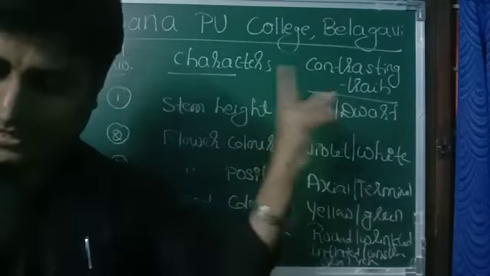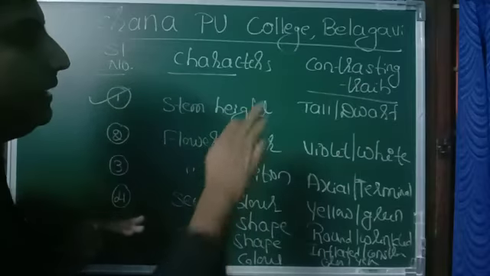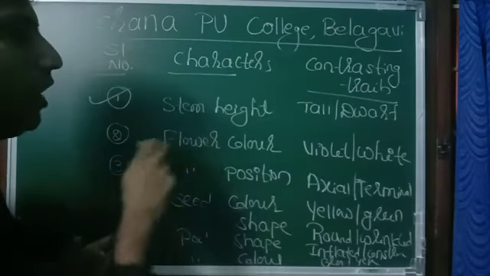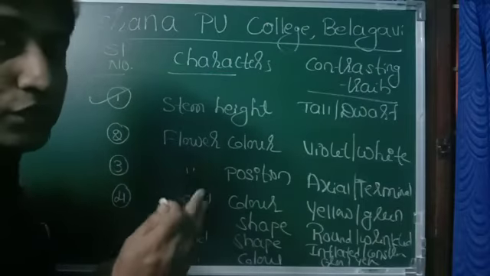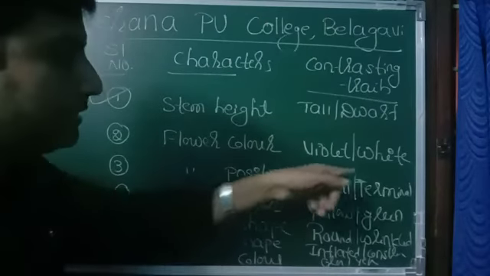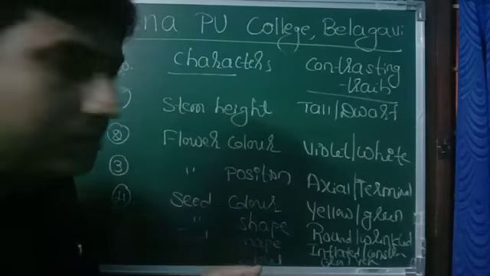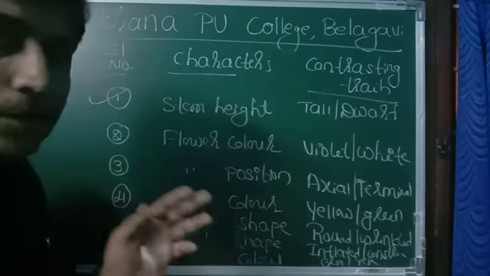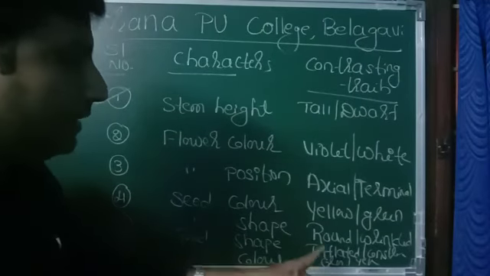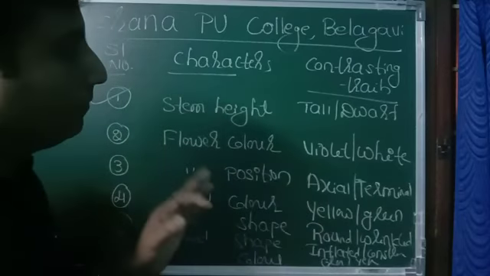Those are called traits. Now, for example, if you take stem height, the plant can be tall or dwarf. Flower color, 2 types of flower available, violet, white. Flower position, from where the flower comes out, axial or terminal. Terminal means at the tip. Seed color, yellow seed, green seed. Seed shape, round or wrinkled. Pod means fruit. Pod shape, inflated or constricted. Pod color, green, yellow.